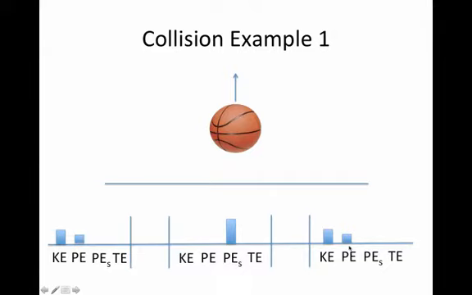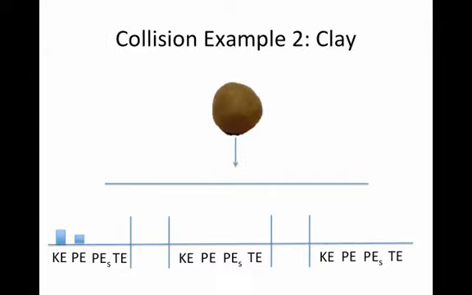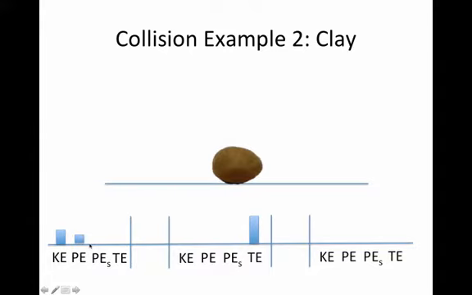Let's contrast this type of collision with the second one. If we had a piece of clay here, which is what I have, that's falling with the same amount of kinetic and potential energy as the basketball, when it hits the ground, it's going to squash and turn into thermal energy. So our kinetic and potential energy has turned into this thermal energy here.